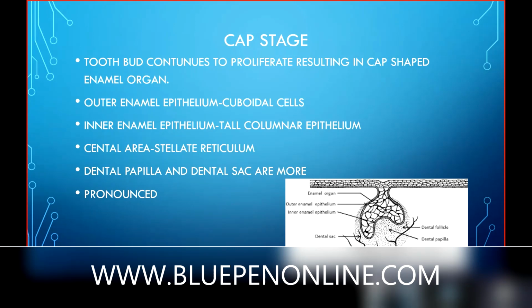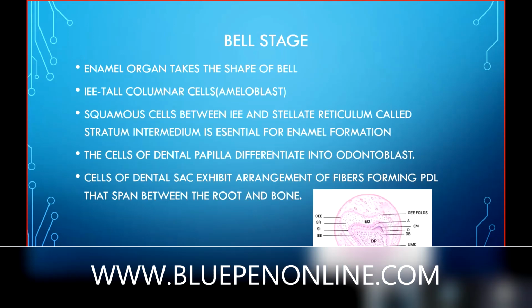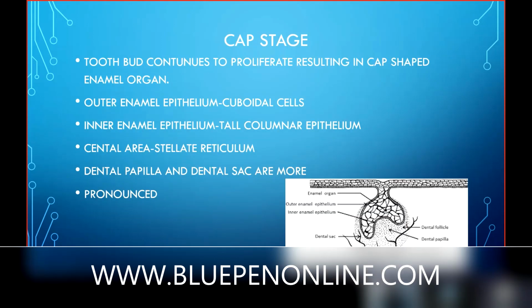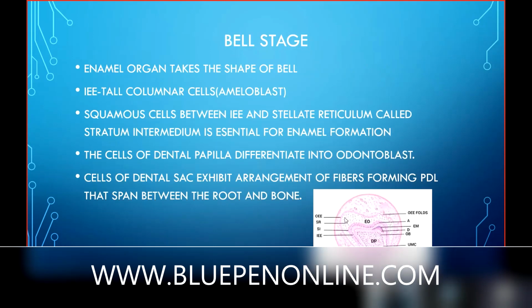Clear with cap stage? Clear with bud stage? Okay. So coming to the bell stage. Here in the bell stage, you have had this connection from the dental lamina to the tooth bud. But in the bell stage, that connection is lost. So the tooth is almost formed. The enamel organ takes the shape of a bell. So this is the bell shape.